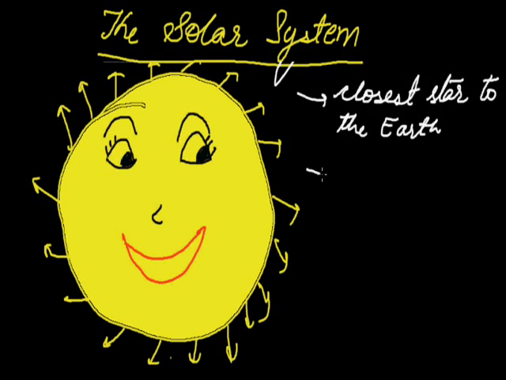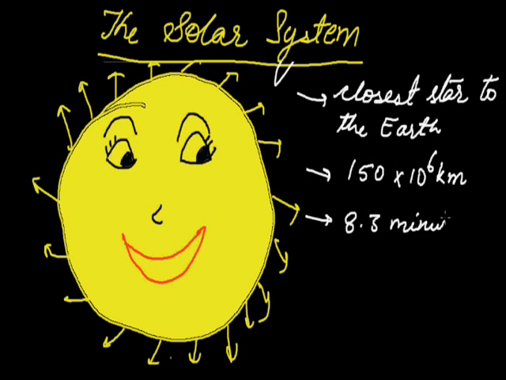As well, it is 150 million kilometers away from Earth, that we've studied already. As well, we know that 8.3 minutes is the duration in which the light ray reaches Earth from the Sun.